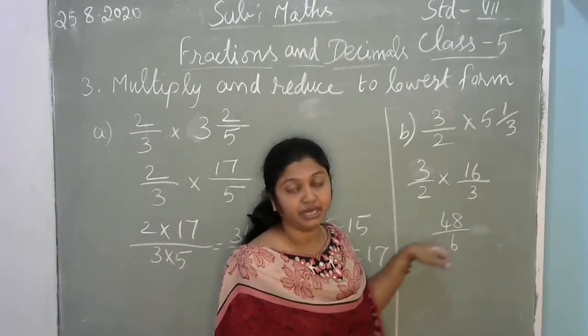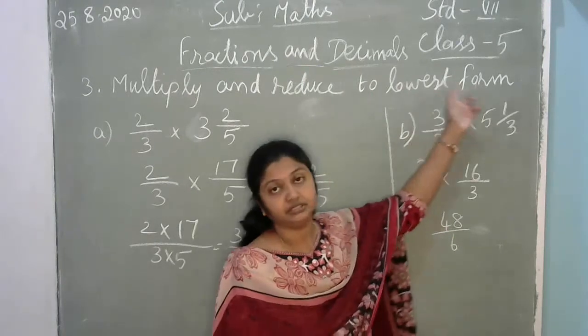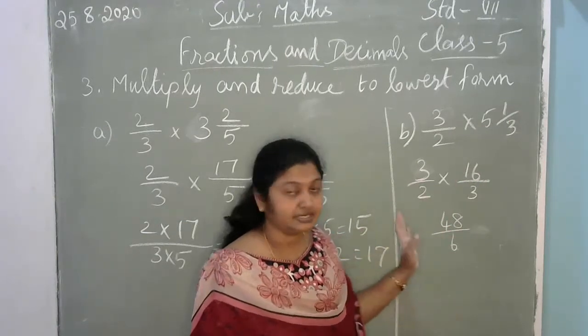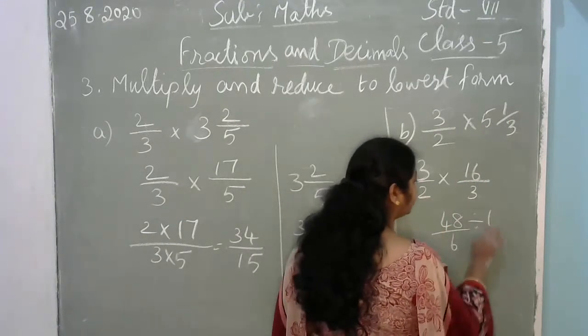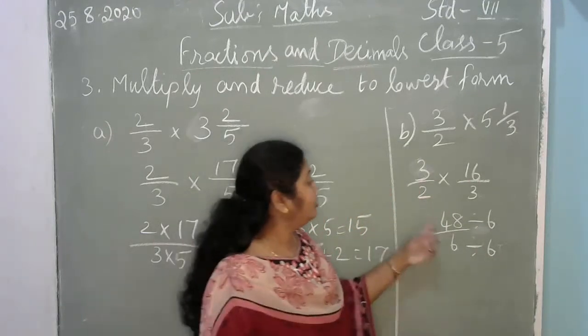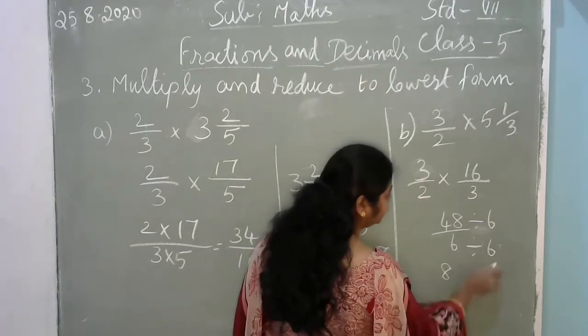What answer did I get? 48 divided by 6. These two numbers you have to see. If possible, you should write the answer in the lowest form. These two numbers will go in the 6 table, so you should divide by 6. The top number and the bottom number, you have to divide both by 6. How many 6s are 48? 8 sixes are 48. And 6 ones are 6.